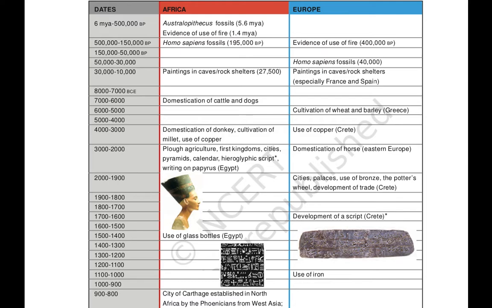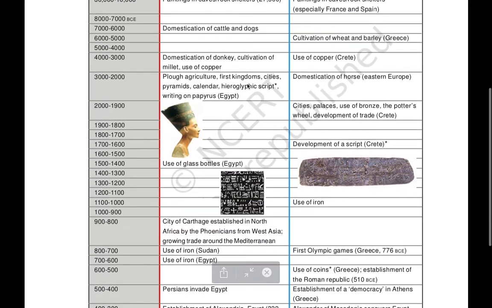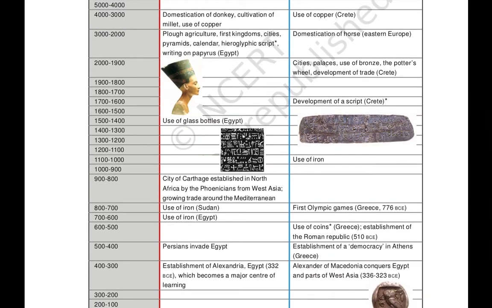From 4,000 to 3,000. In Africa, domestication of donkey, cultivation of millet, use of copper. In Europe, use of copper, Crete. From 3,000 to 2,000. In Africa, plough agriculture, first kingdoms, cities, pyramids, calendar, hieroglyphic script, writing on papyrus, particularly in Egypt. In Europe, domestication of horse, particularly in Eastern Europe.